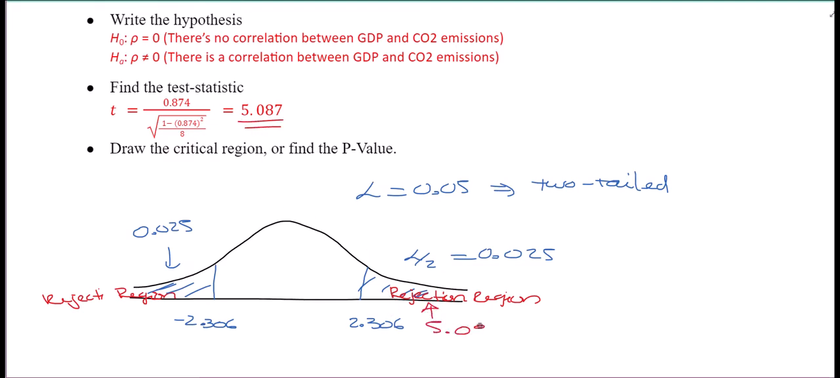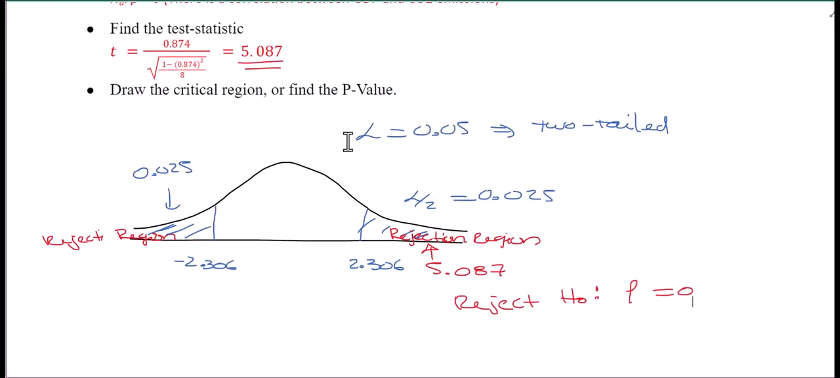So 5.087 is over here. So we will say we reject H null. And the null hypothesis is that there is no significant correlation. So we reject that claim in favor of the alternative, saying then there is a significant correlation between GDP and CO2 emissions. And to find the p-value, we will have to use either StatDisk or StatCrunch to do it.